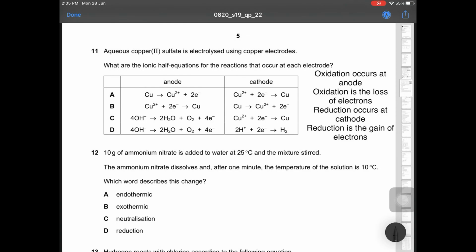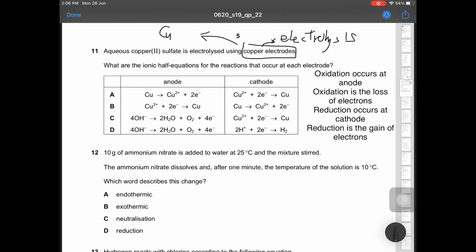So now for question number 11, it also involves electrolysis. For this one, it's quite different because normally we'll be dealing with carbon electrodes, but this time it's copper electrodes. So normally you only involve the copper ion in the electrolysis.